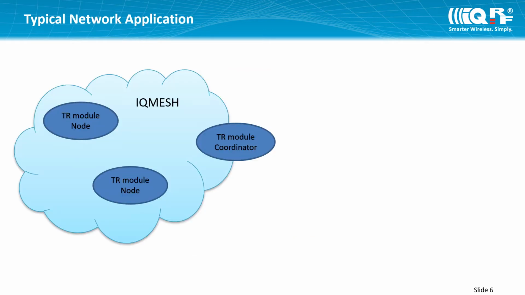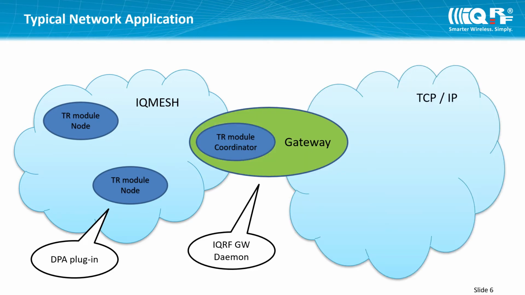Here you can see a typical network application. There is a mesh network of any devices. The end device we call a node, and the master of the network, which can be only one, we call a coordinator. All TR modules must be uploaded with a DPA plug-in with the given functionality. The coordinator is typically built into a gateway based on the IQRF Gateway daemon.